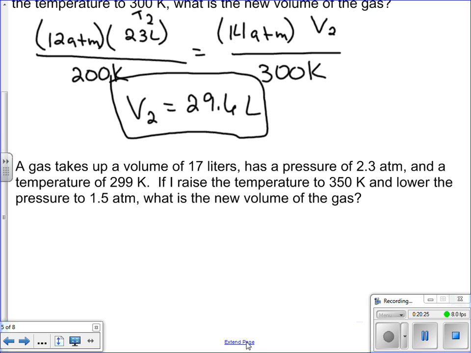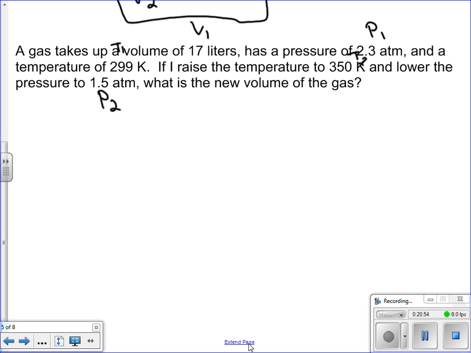All right, the next one. A gas takes up a volume of 17 liters, V1, has a pressure of 2.3 atmospheres, P1, and a temperature of 299 Kelvin, T1. If I raise the temperature to 350 Kelvin, so T2, and lower the pressure to 1.5 atmospheres, P2, what is the new volume of the gas? So again, we're solving for V2. All of our units look correct. We've got atmospheres, liters, and Kelvin, so we can just plug these in.